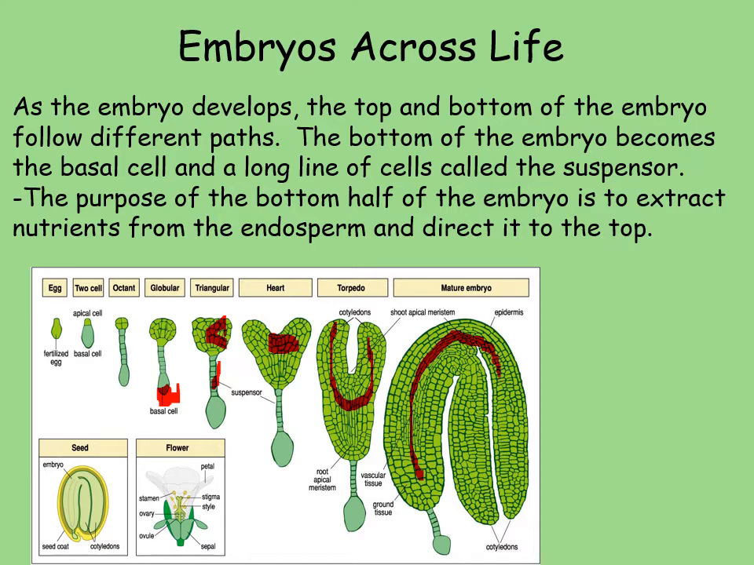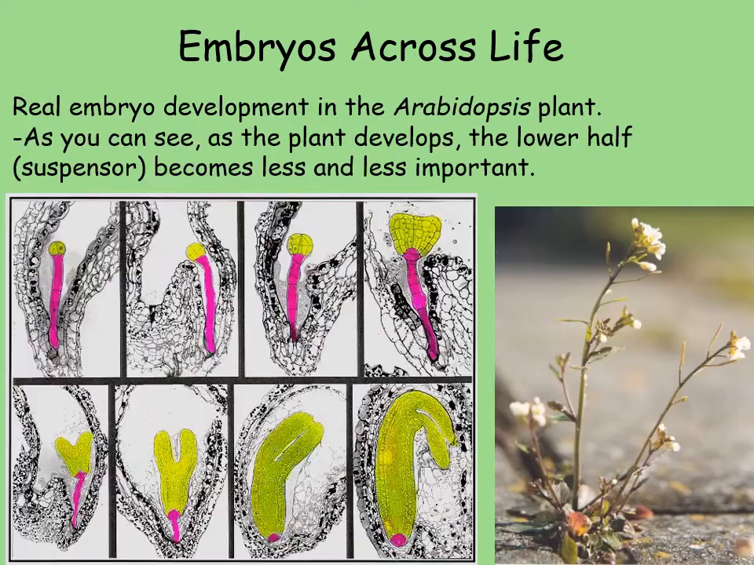As you can see, as time goes on, more and more of the plant becomes this upper portion. The leaves become more important. The plant relies on leaves for food. And then this basal part of the plant slowly disappears. These are photographs that have been colorized of real embryo development in this plant here, Arabidopsis. As you can see, as the plant develops, this lower half, the suspensor part of the plant, becomes less and less important. And this upper part of the plant that will become the leaves takes over. But early on, this bottom half is really important because that's how the plant is getting food.